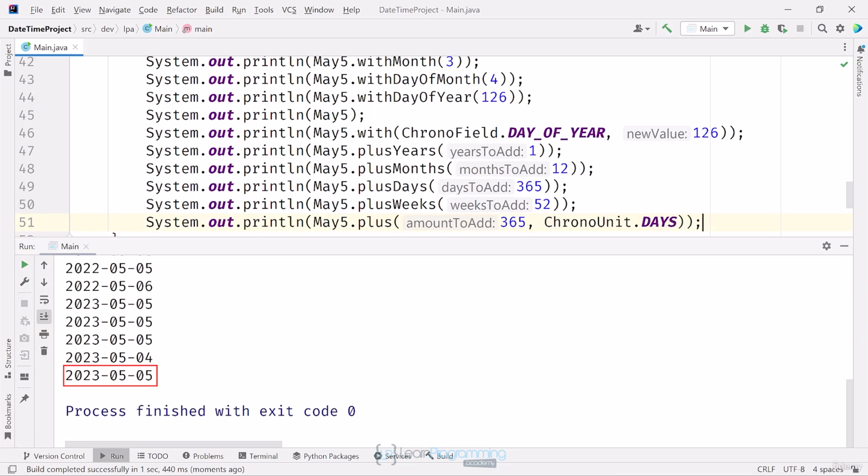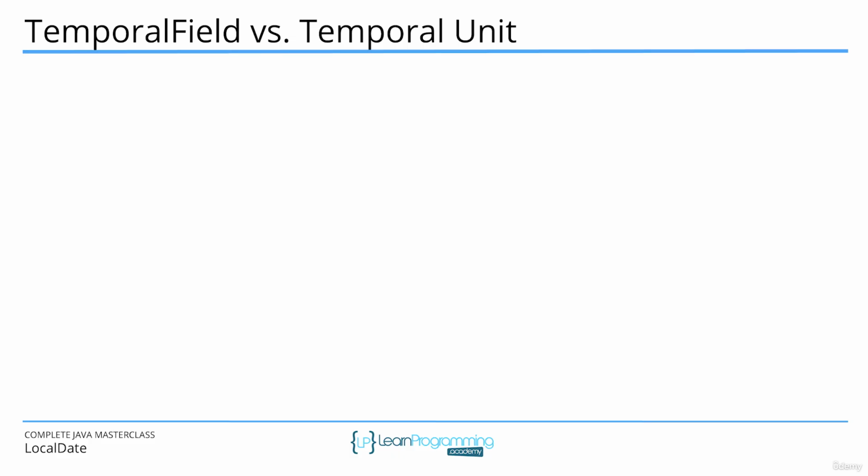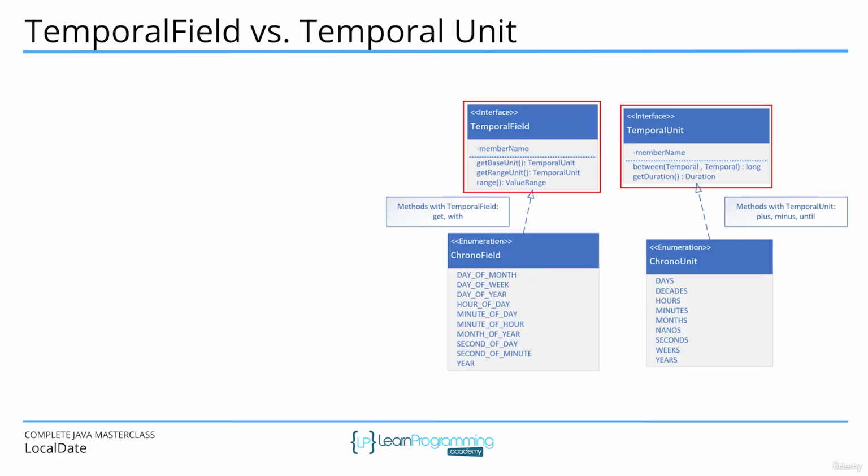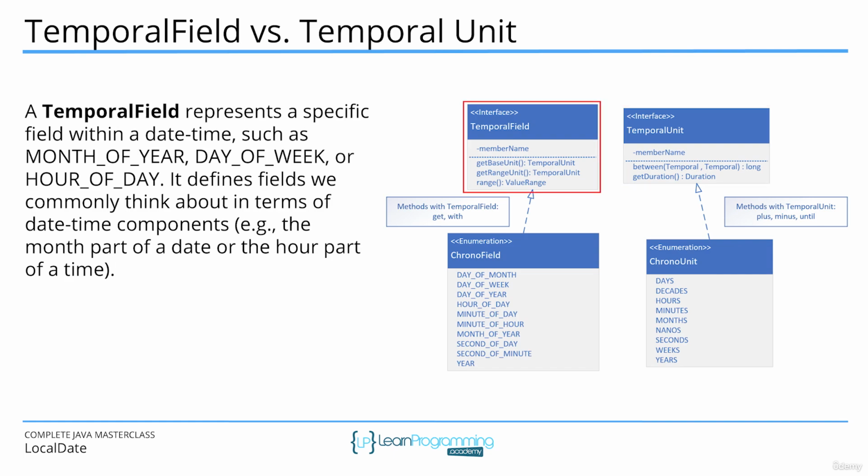That has the same effect as calling plus days, and I get 2023-05-05 printed out. What's the difference between temporal field and temporal unit? A temporal field represents a specific field within a date time, such as month of year, day of week, or hour of day. It defines fields we commonly think about in terms of date time components, for example, the month part of a date or the hour part of a time.